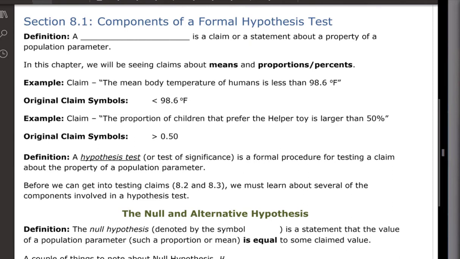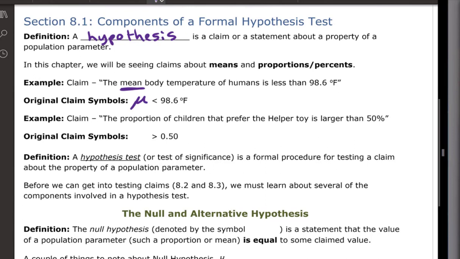But of course, we looked at earlier a hypothesis. A hypothesis is just a claim about a statement of a property of a population parameter. So you might see some examples down here, the mean body temperature, and this is talking about the population mean, right? The mean of everybody in the world, every human's body temperature is 98.6. Well, that would be a population mean claim.